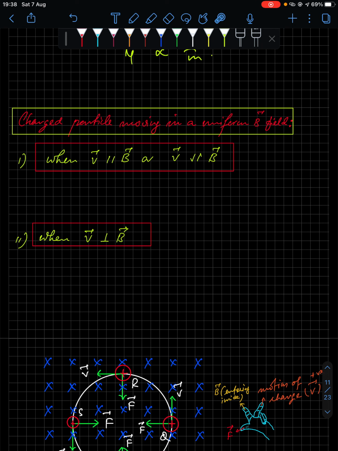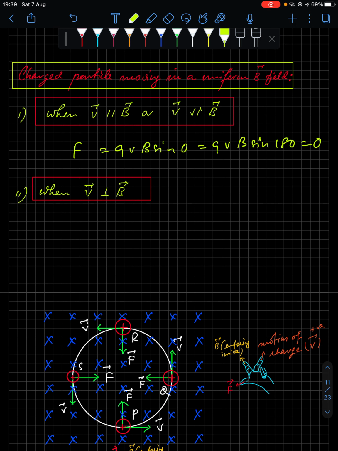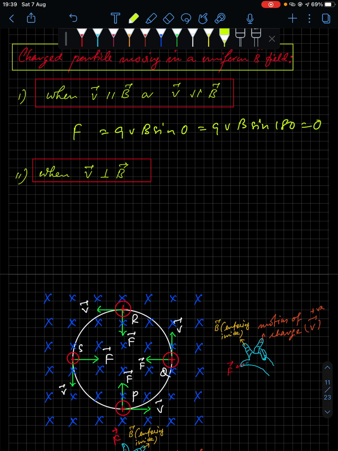Now what happens when a charged particle moves in a magnetic field? We have already seen the relation for magnetic force, which is q v B sin theta. These two conditions we have covered before, but we'll go through them once again: v parallel to B or anti-parallel to B. In this case theta is 0 or 180 degrees. In such a case the magnetic force is q v B sin 0, which is also equal to q v B sin 180. In this case the magnetic force is 0.